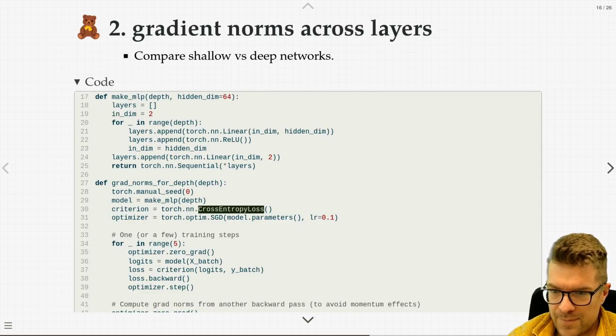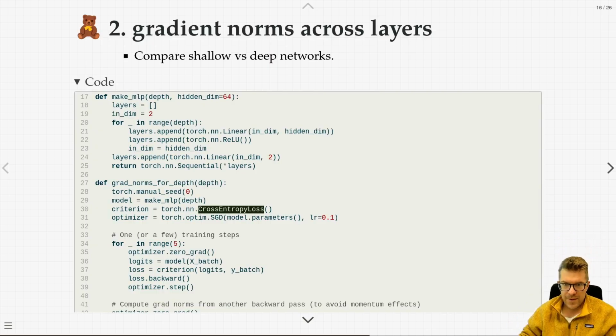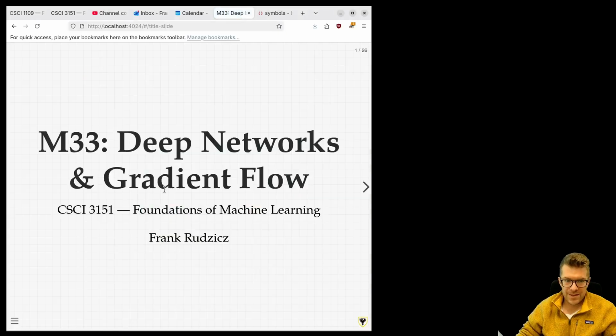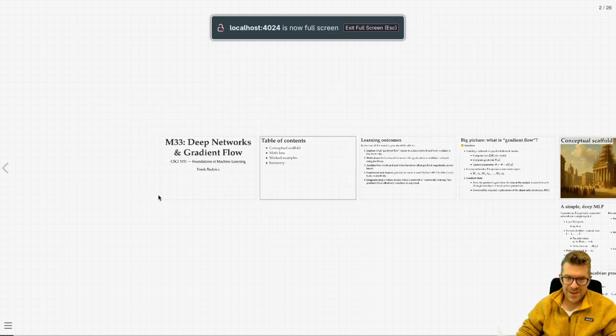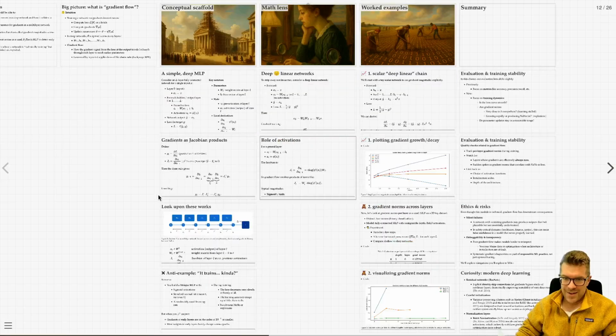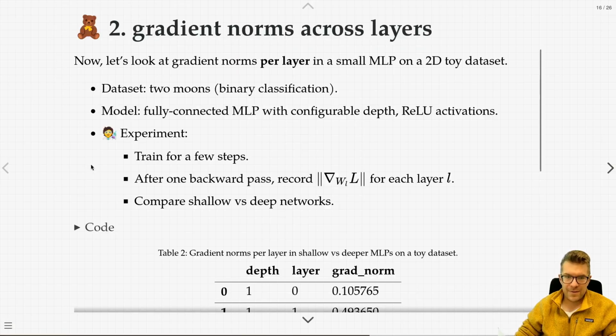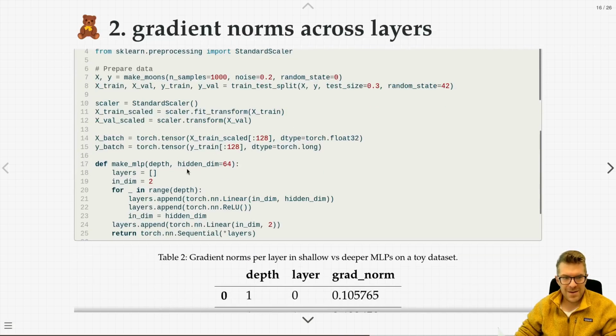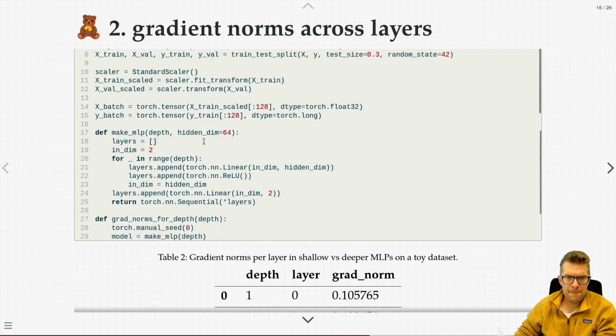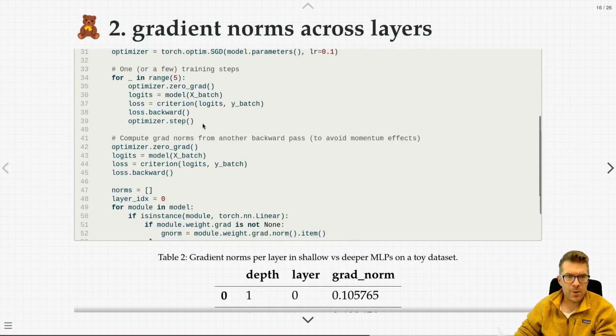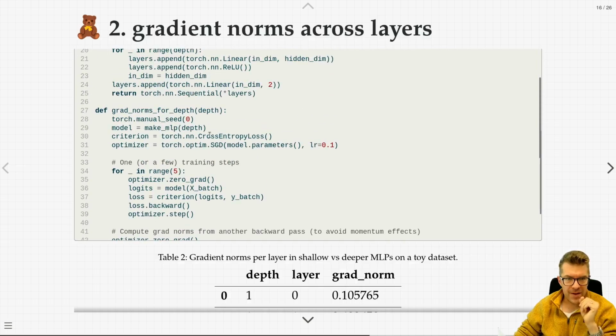Zooming out again. Oh lordy. Where were we? Here it is.